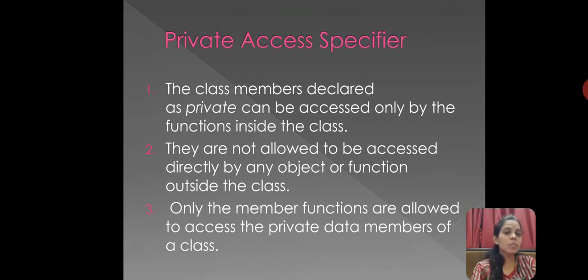Now the class member declared as private can be accessed only by the functions inside the class. What is given here? Only by the functions inside the class. It means outside the class, those members are not allowed to be used. They are not allowed to be accessed directly by any object or function outside the class. So only that class can access the private members. Only the member functions are allowed to access the private data members of a class.